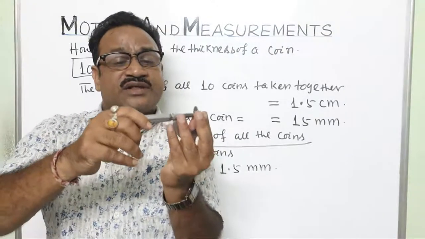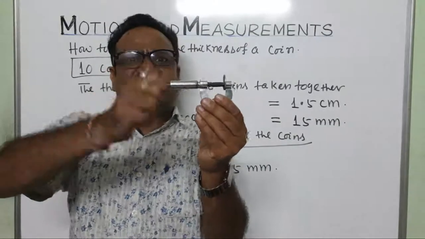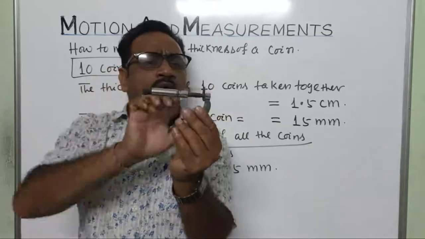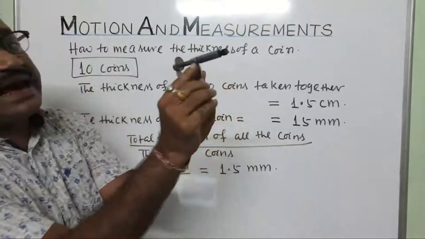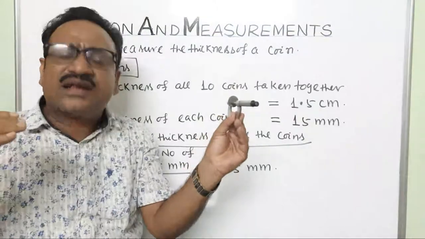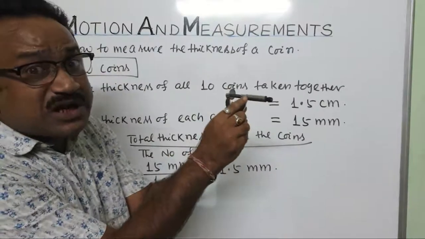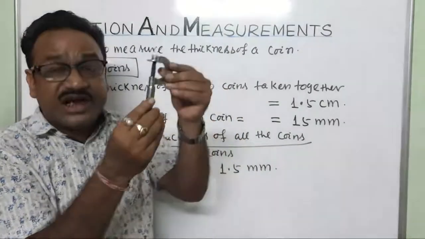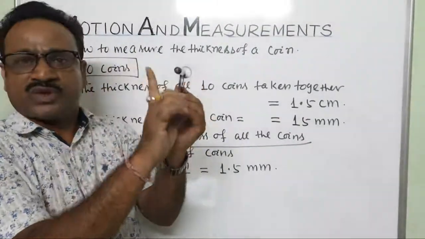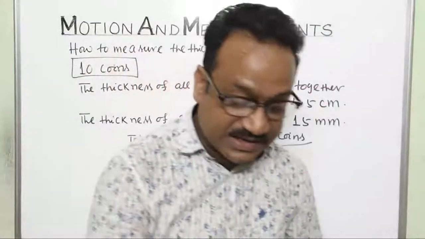Now join it. This is the ratchet. Sound is coming. That means it is fully tight. Now there are scales here. Circular scale, main scale. In higher class you will read about the circular scale, about the main scale, and how to measure the thickness of the coin by using this screw gauge. In class 9 onwards you will read about this. So in this method we can find out the thickness of a single coin.